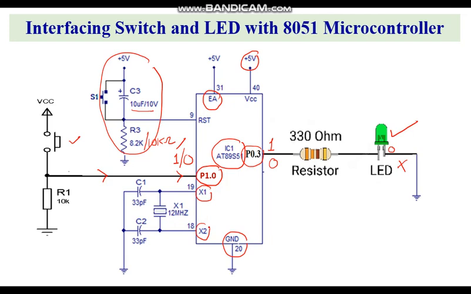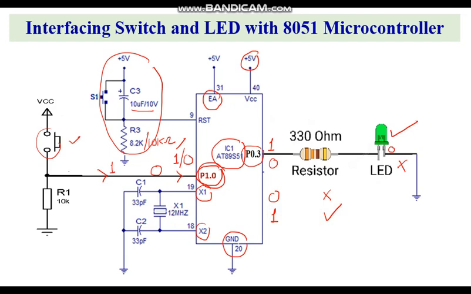Now let's see the simple working here. When no switch is pressed, pin P1.0 is 0. This controller will check whether it is 0 or 1. If it is 0, it will give P0.3 equal to 0 and will switch off the LED. Whenever this switch is pressed, it will give signal 1. That 1 goes to P1.0. This controller will check its status. If it is 1, it will make P0.3 equal to 1 and that will switch on the LED. This is the basic principle.